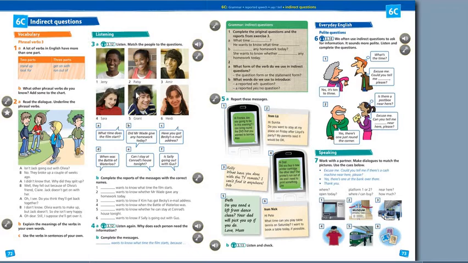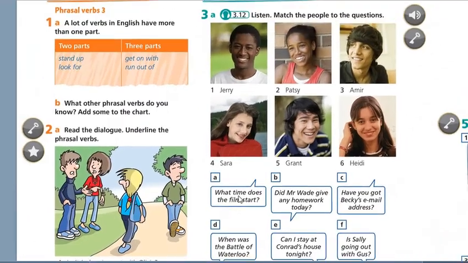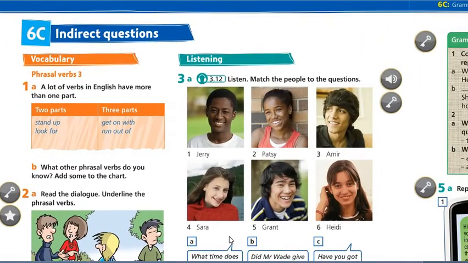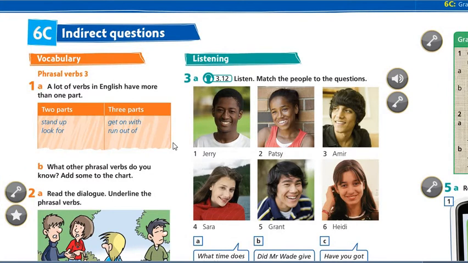Today we have indirect questions. We did direct and reported speech, and now we have indirect questions. So what is it all about? We'll see this time and of course in the next lesson.